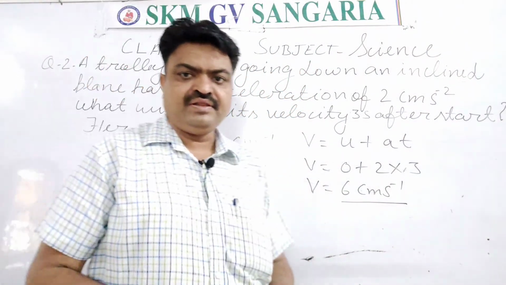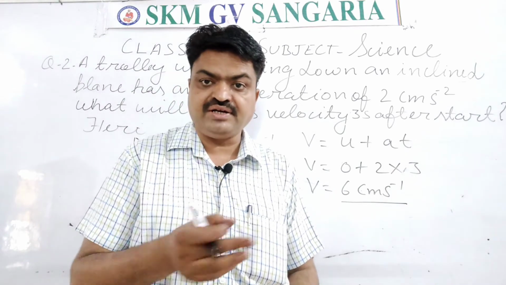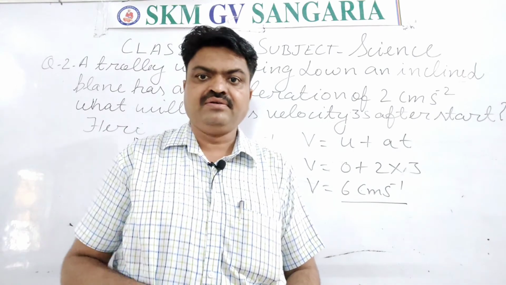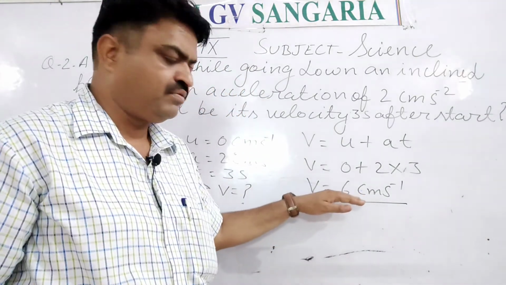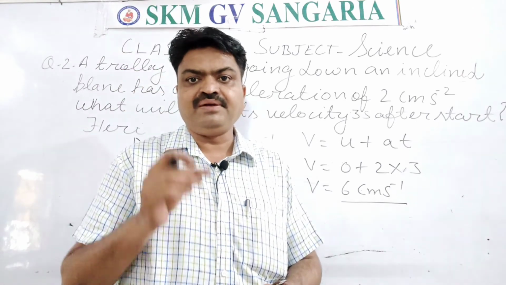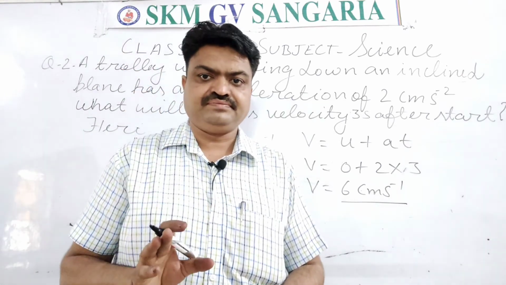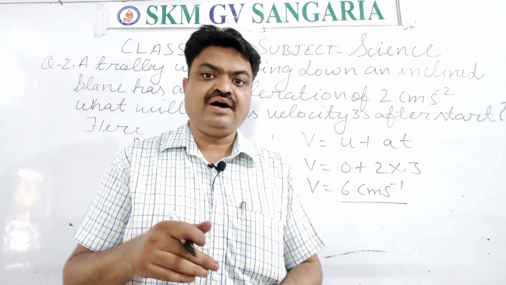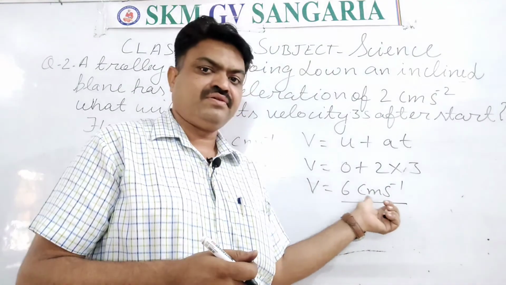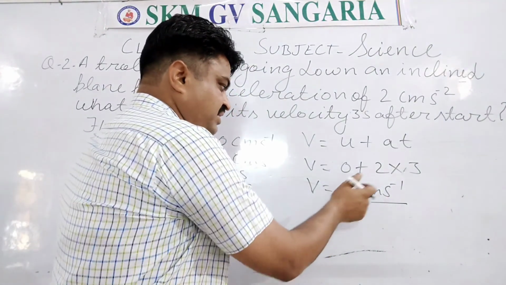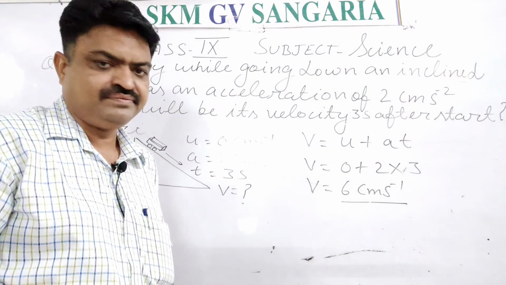And in the answer, student, we should write the unit. Means if you don't write the unit with the answer or with the magnitude, then your marks may be deducted by the teacher. So what should you do? You should always write the SI unit with the magnitude, student. Like it is 6 centimeter per second.